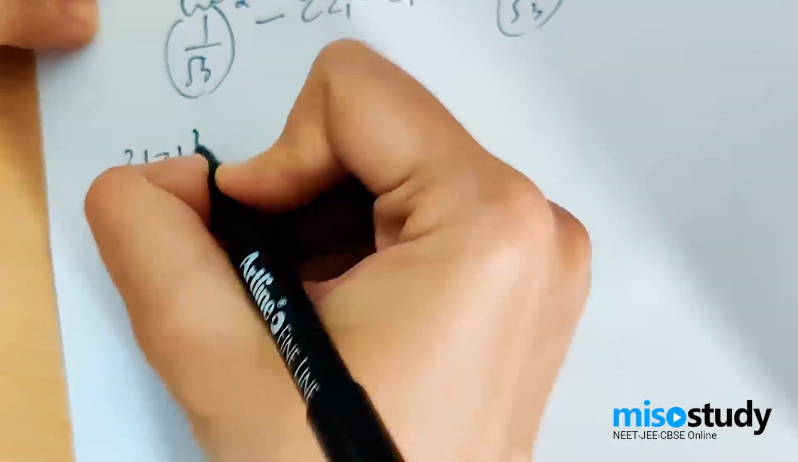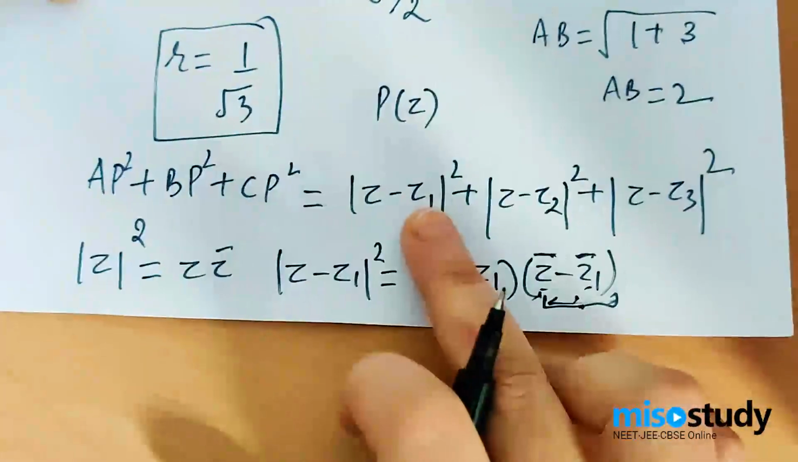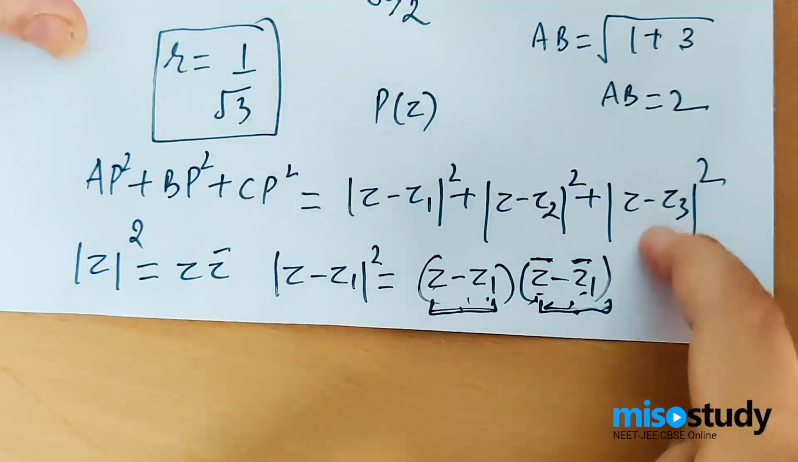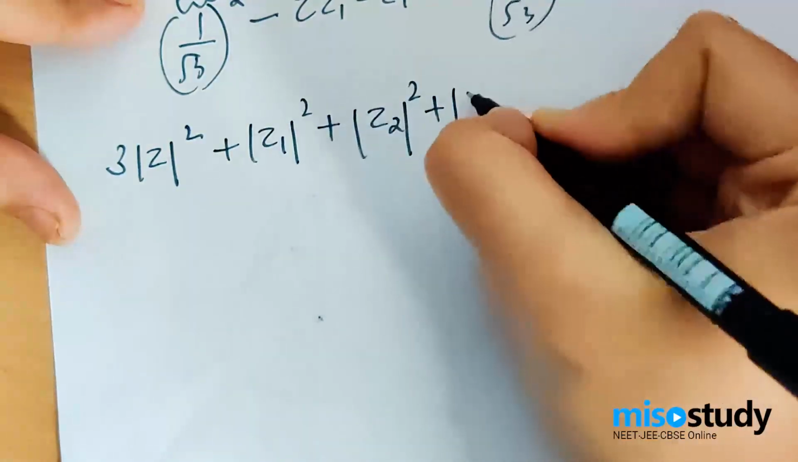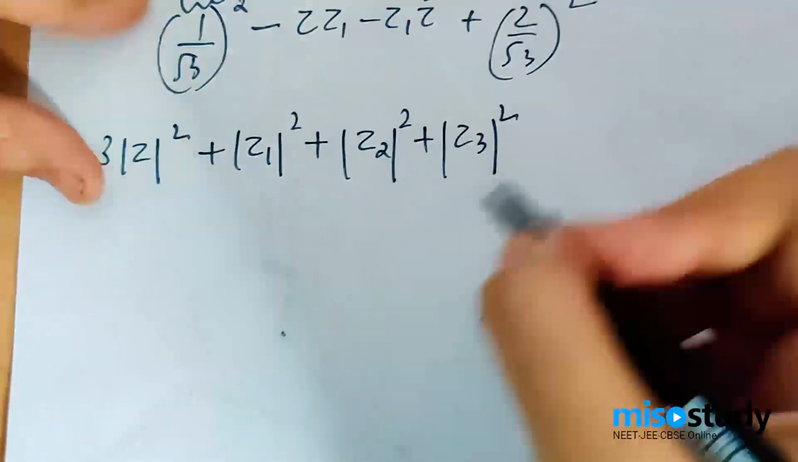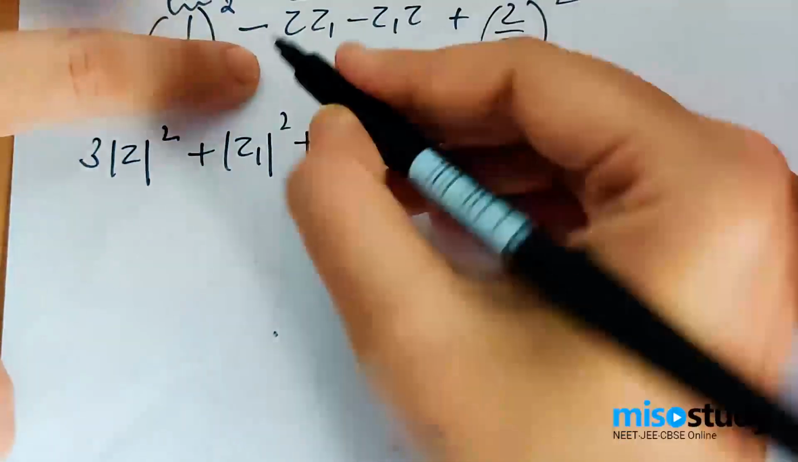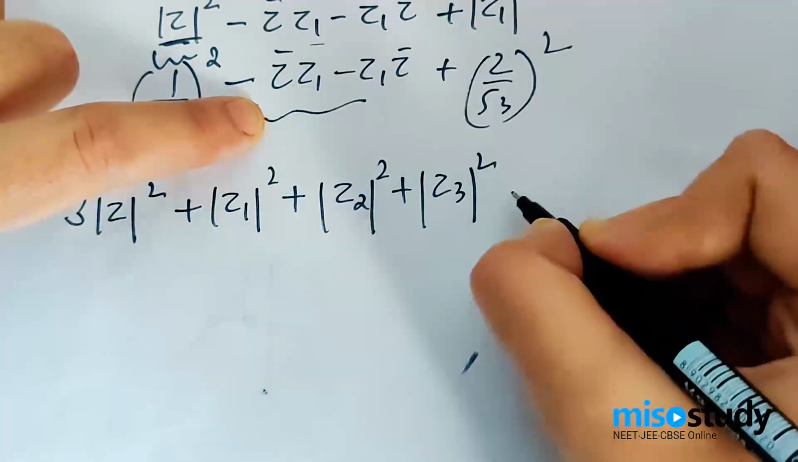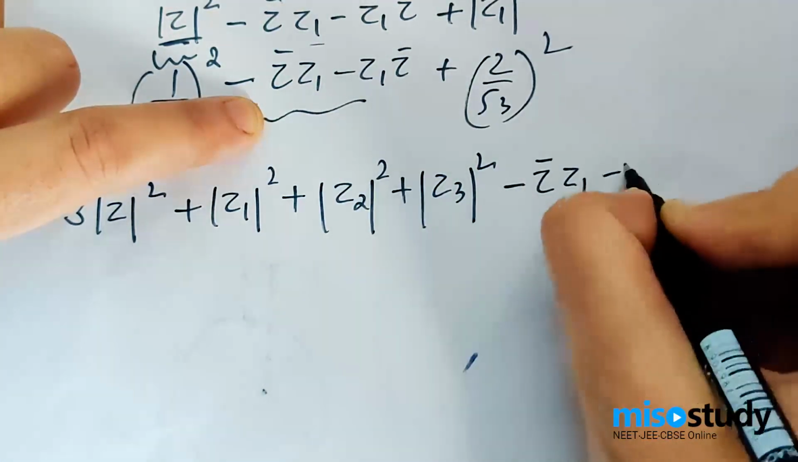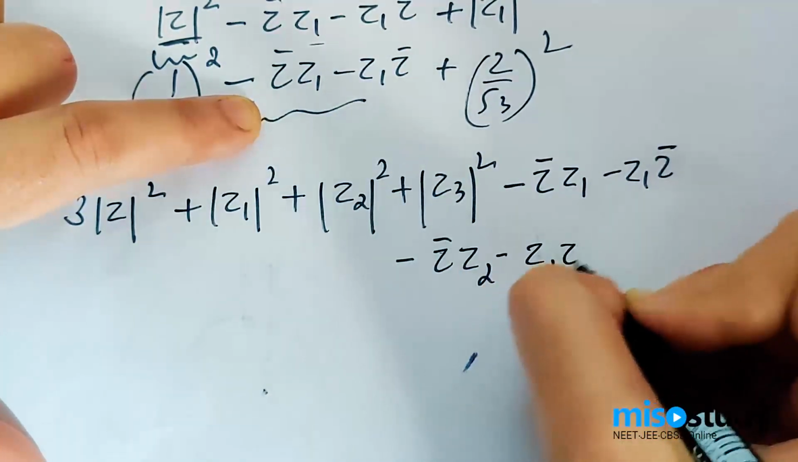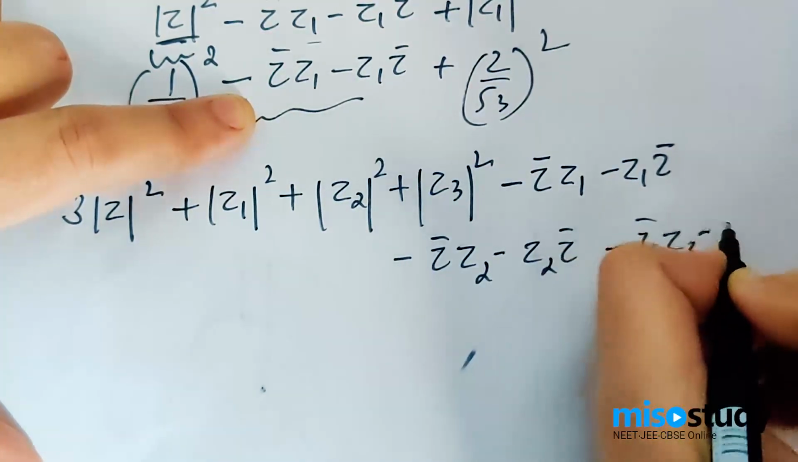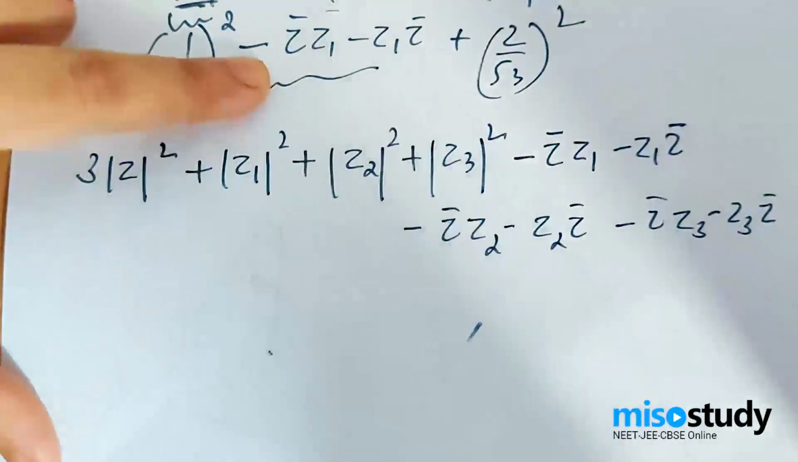Now I will open everything written over here the way I did in this. So let's open it. I will have 3 times mod Z square, because mod Z square will come in all of them. It will come once in this, once in this and once in this. So I'll have 3 times mod Z square plus mod Z1 square plus mod Z2 square plus mod Z3 square, right? And quantities like this, minus Z conjugate Z1 minus Z1 Z conjugate minus Z conjugate Z2 minus Z2 Z conjugate minus Z conjugate Z3 minus Z3. You can solve one and then you can write in cyclic order.